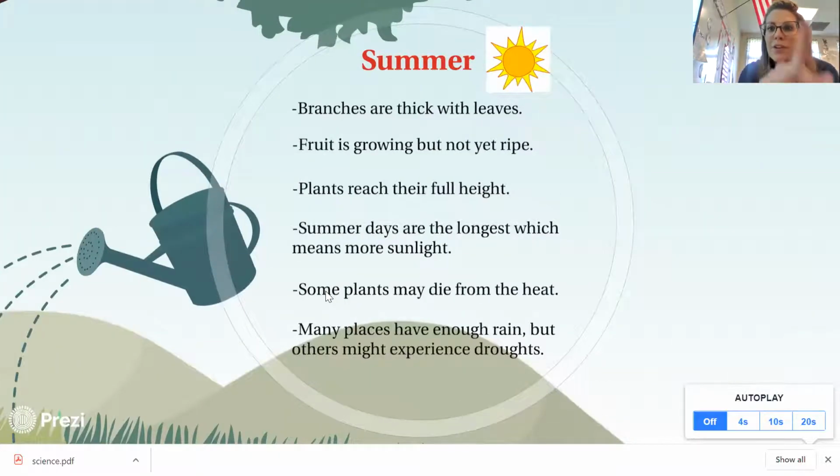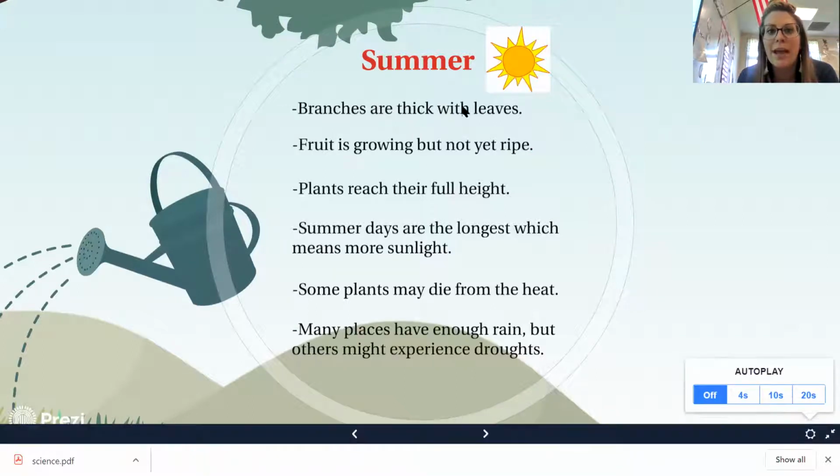summertime. So again, there's a lot of information for summer, but you are only writing down the characteristics of how plants change during the summer. Okay, branches are thick with leaves. Fruit is growing but not ripe. Plants reach their full height. Summer days are the longest, which means more sunlight. Some plants may die from the heat, and many places have enough rain, but others might experience droughts.